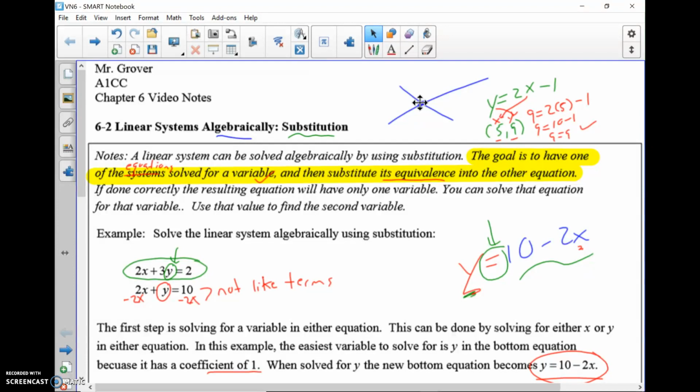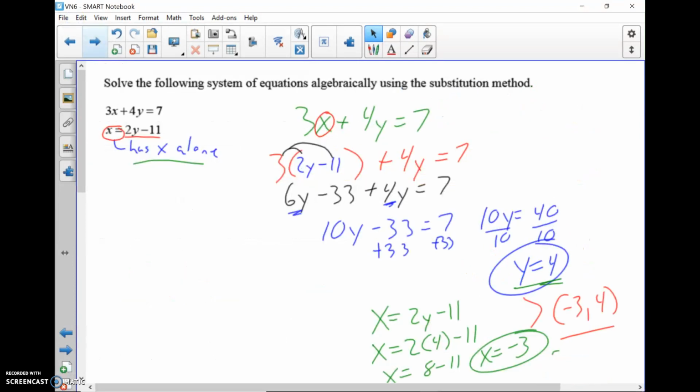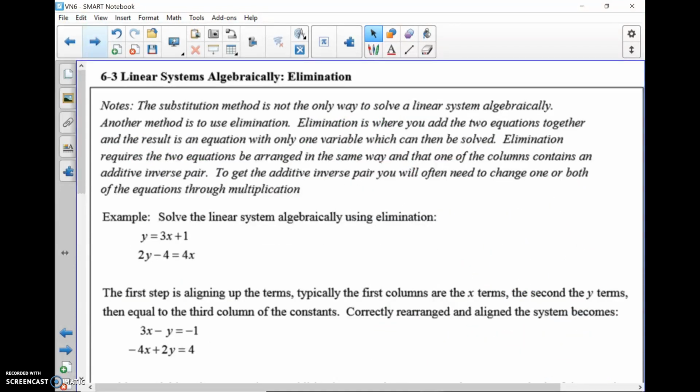The whole concept behind this is linear equations have two variables. They have x's and they have y's. And if I have two equations with two variables, I have to figure out a way to combine them to be one equation with one variable so that I can then solve for the variable. So the substitution method is a great way to do that. But there is another option that we call the elimination method.